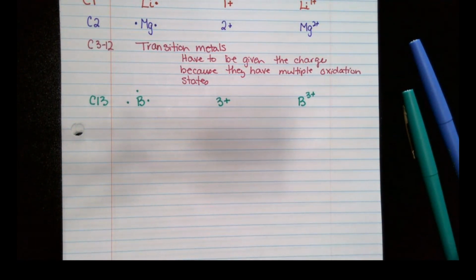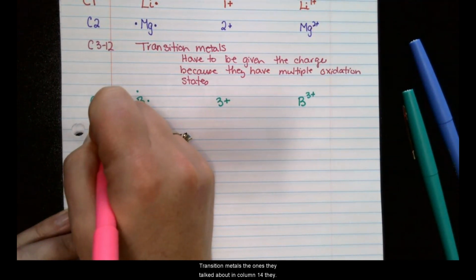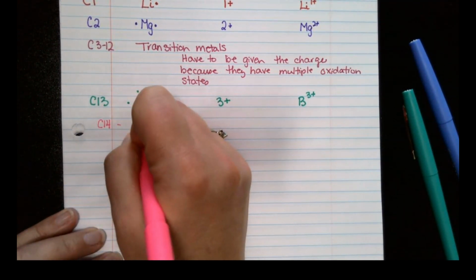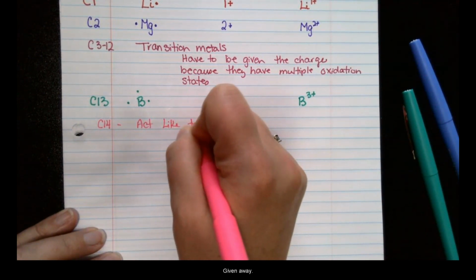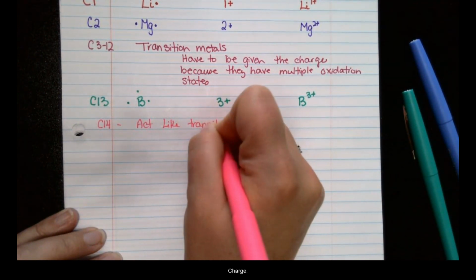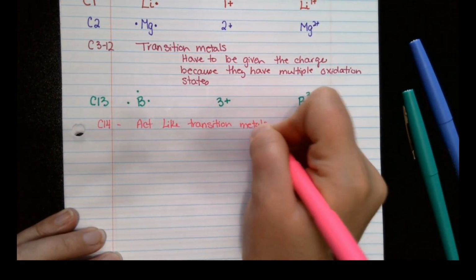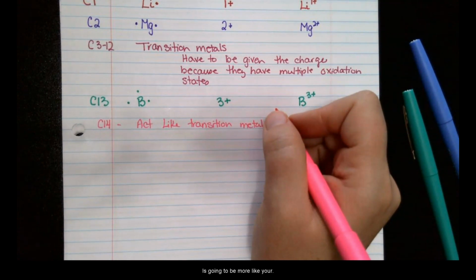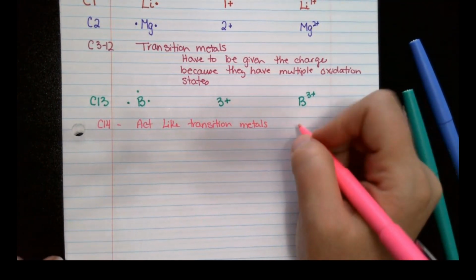Now for column 14, this is more similar to transition metals. The ones we talk about in column 14, they act like transition metals. So you have to be given a way to find their charge. And this is going to be more like your tin and lead.